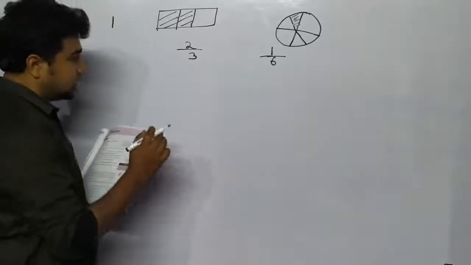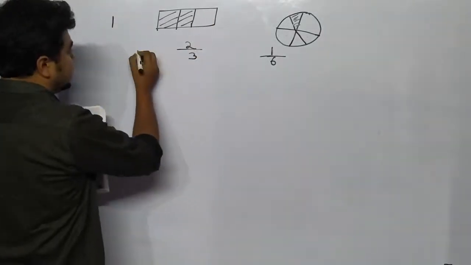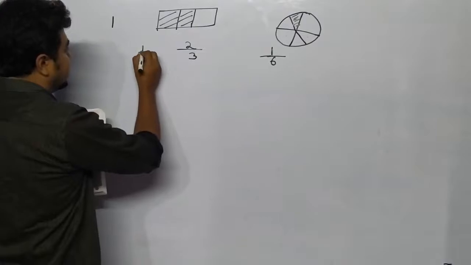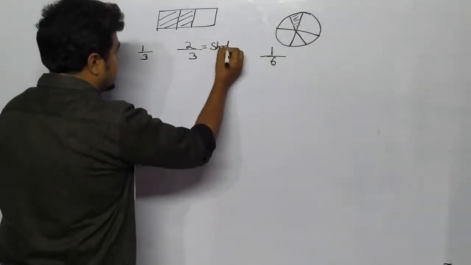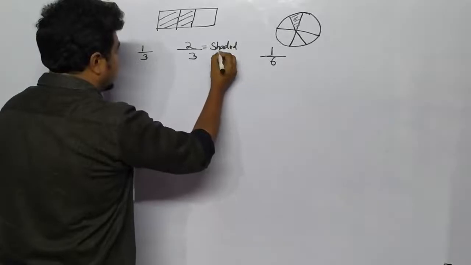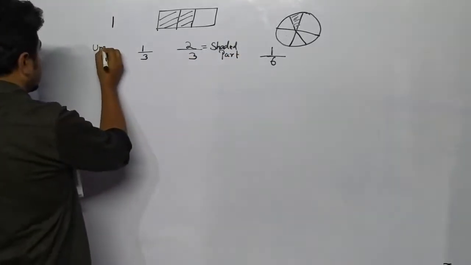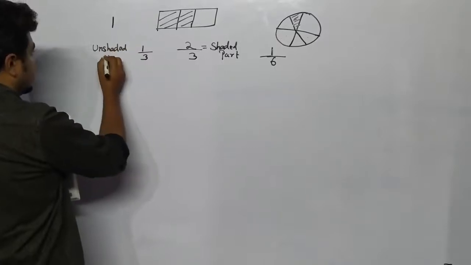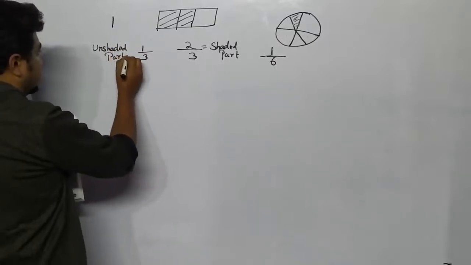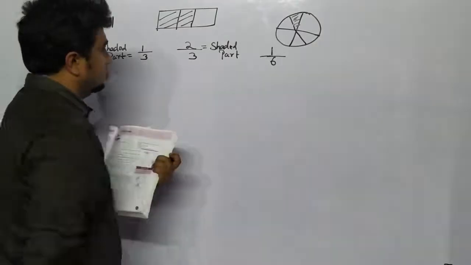Means if I ask about the unshaded part, then that will be 1 out of a total of 3. Unshaded part will be equal to 1 by 3. This is the shaded part. This is the unshaded part. Unshaded part is 1 by 3, shaded part is 2 by 3.